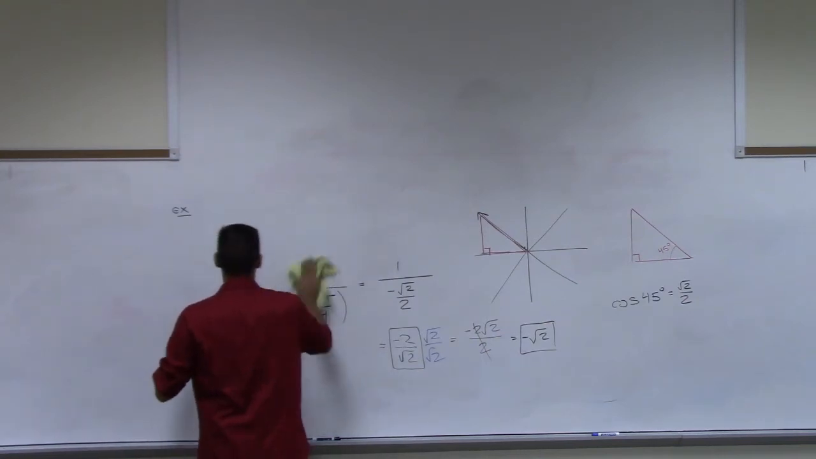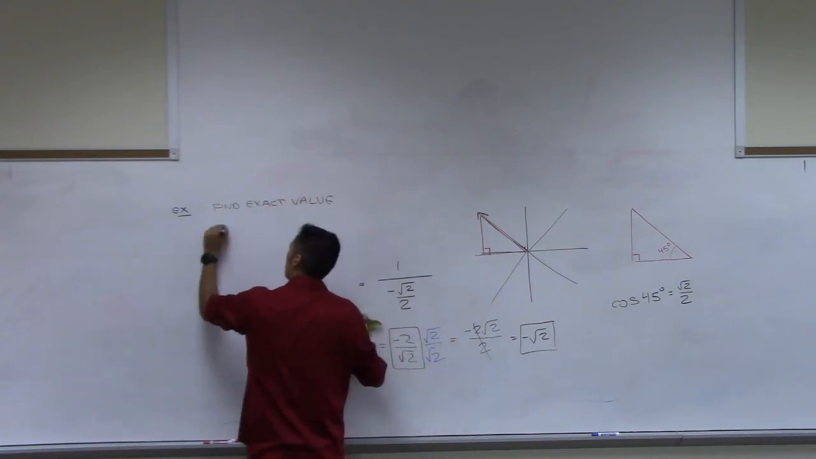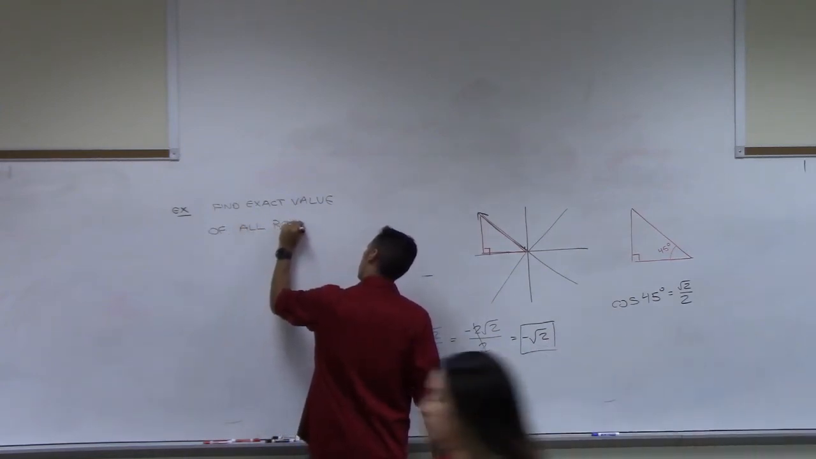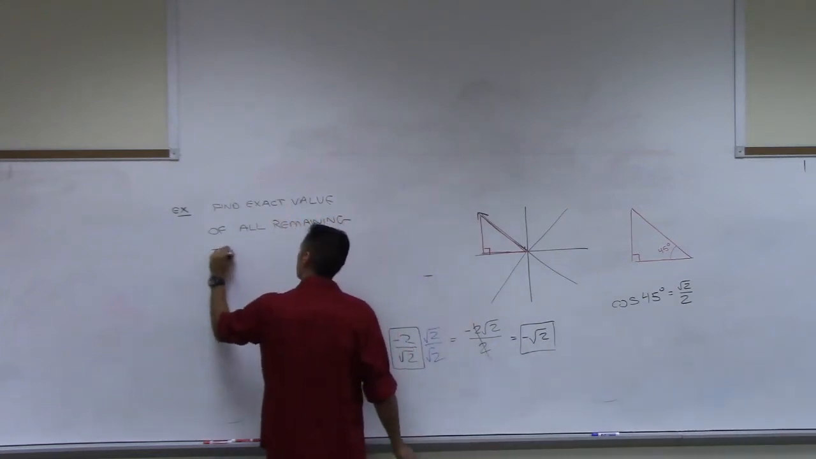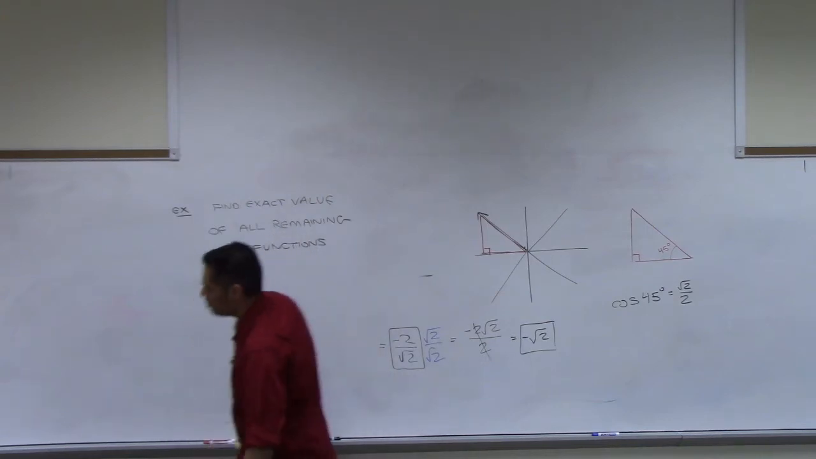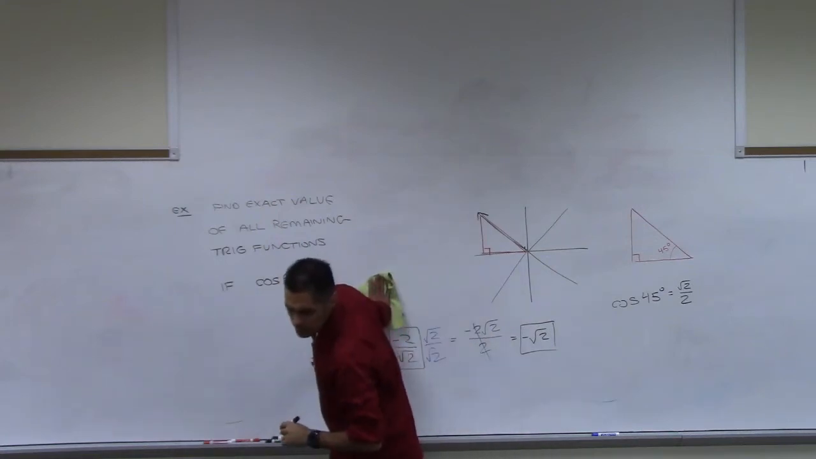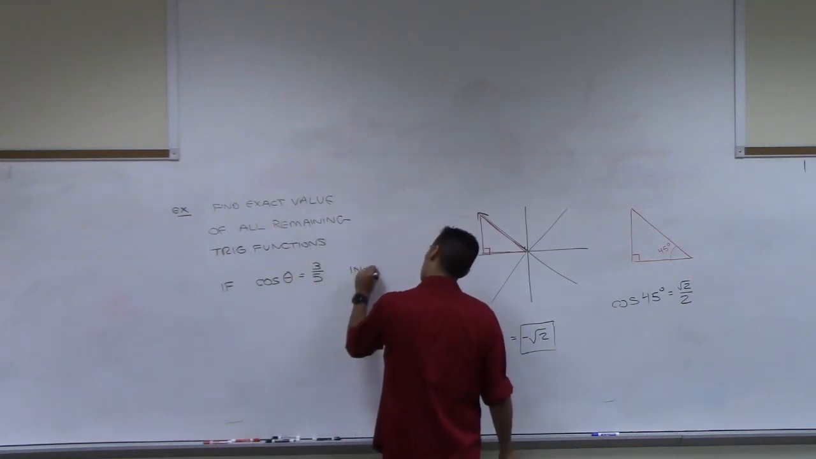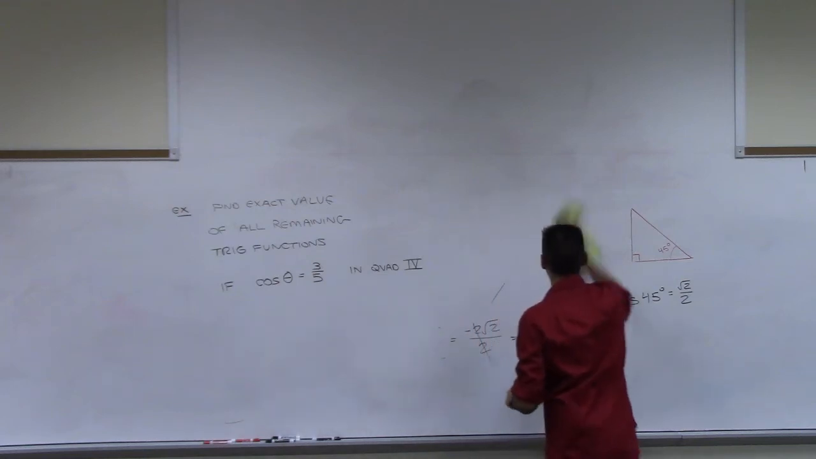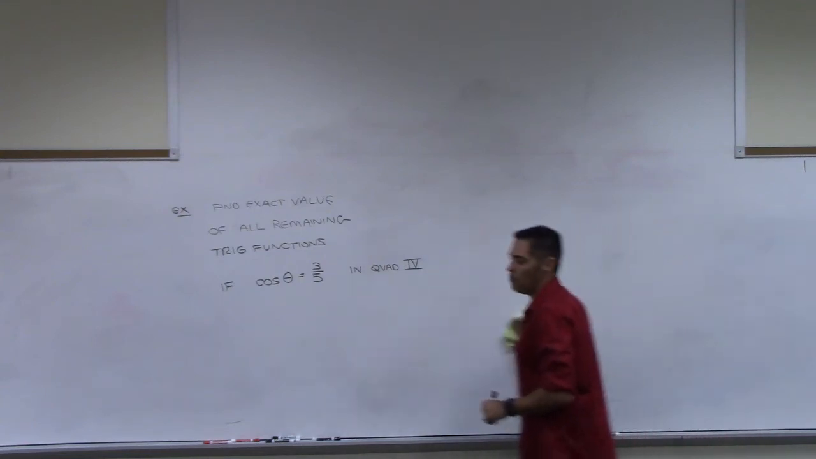I want us to find the exact value of all remaining trig functions if cosine of theta is 3/5 and we are in quadrant 4. All right, we have not seen a problem like this yet.